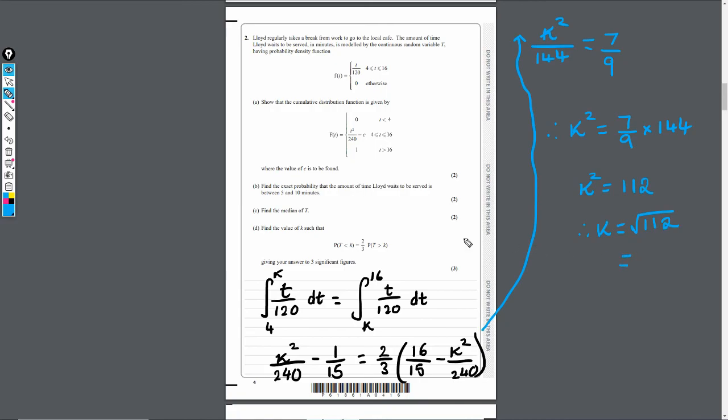And similarly to how we just had it in part C, I can't have a negative solution for this question, because in terms of the question we're looking at time, right? I can't be looking at the probability that it's less than a negative time. It just doesn't make sense. So k will be equal to 10.58, but because it wants it to 3 significant figures, that would be 10.6 to 3 significant figures. Okay, and there we have it. So that's question 2, fully complete.